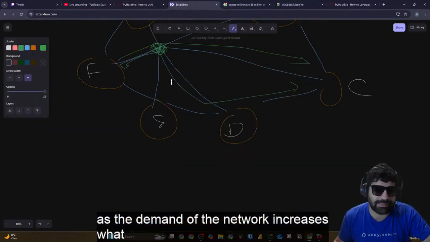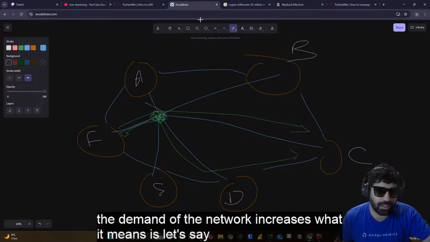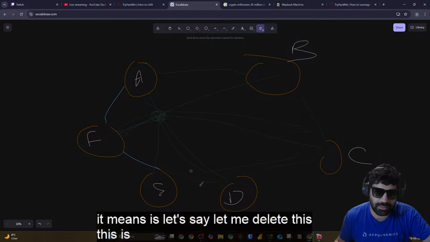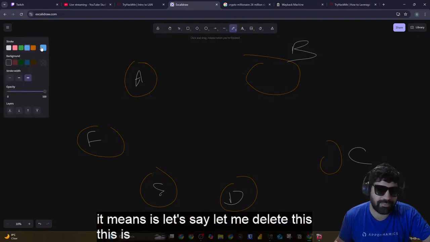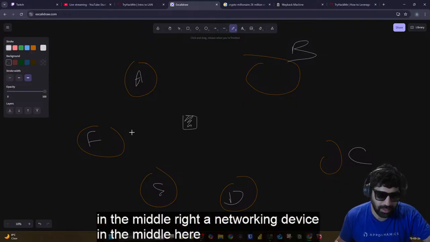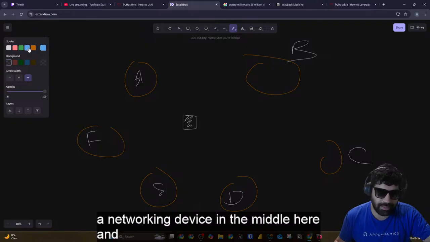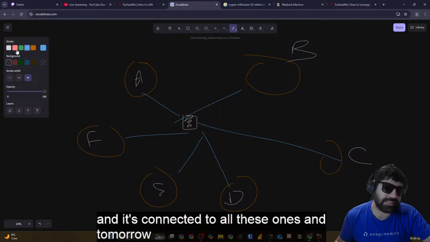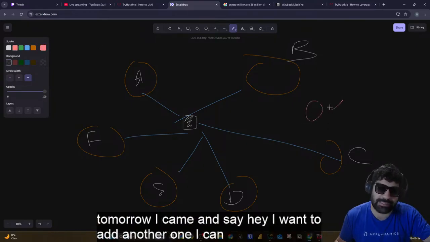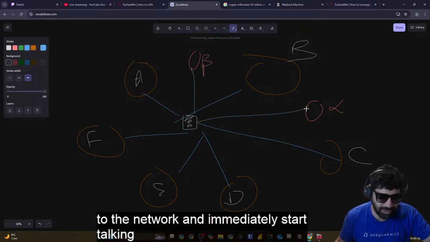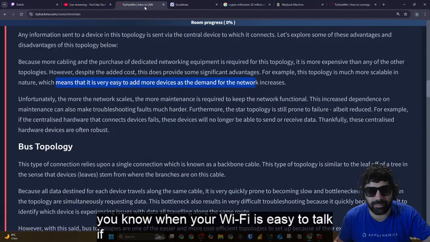What it means is, let me delete this. If we have a switch in the middle, a networking device, and it's connected to all these ones, and tomorrow I come and say, I want to add another one, I can add this as alpha, this as beta. These can be easily added to the network and immediately start talking. Just like your Wi-Fi, it's easy to talk if some new device comes.